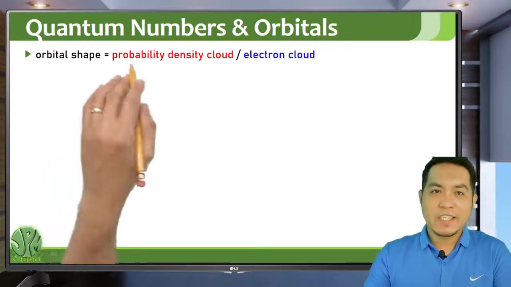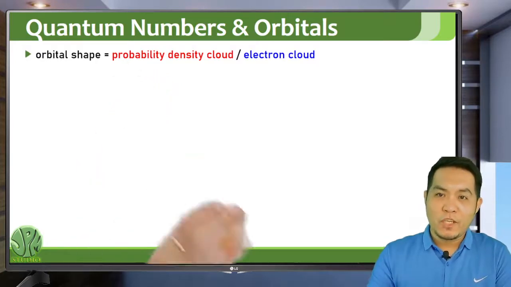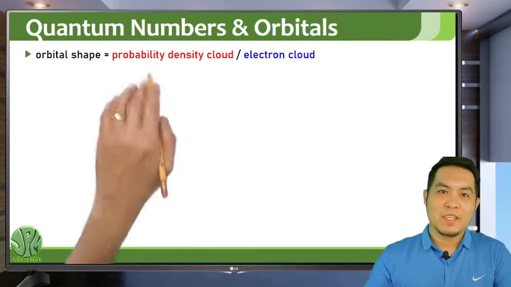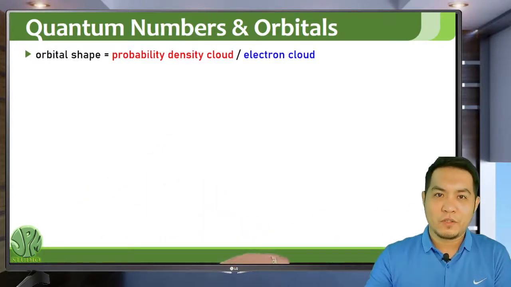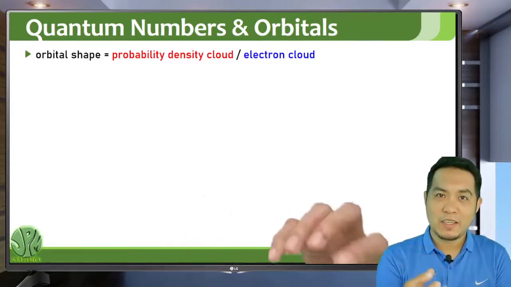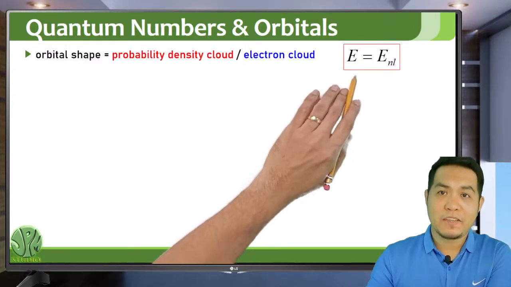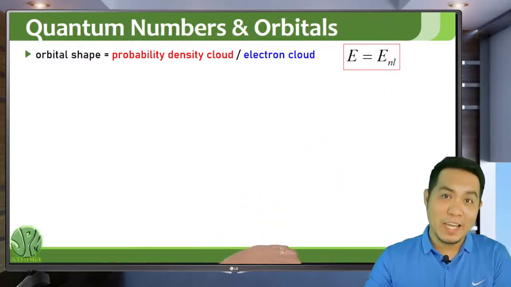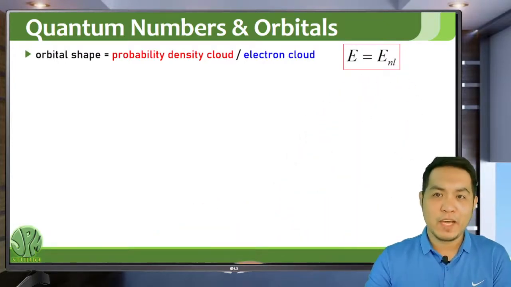So the orbital shape, again, is just the probability density plot, or the electron cloud, or the probability density cloud. So you are assured that in this cloud, there is an electron. The denser the cloud, the higher the probability of the electron in that part of the cloud. In general, the energy of the electron, or the atom, or the system in general, depends on the quantum numbers n and l. So if they have the same n and l quantum numbers, then they have the same energy.